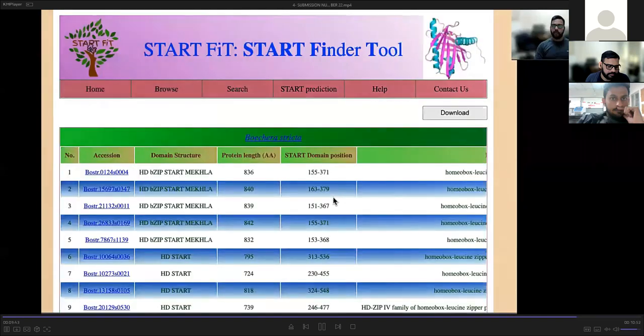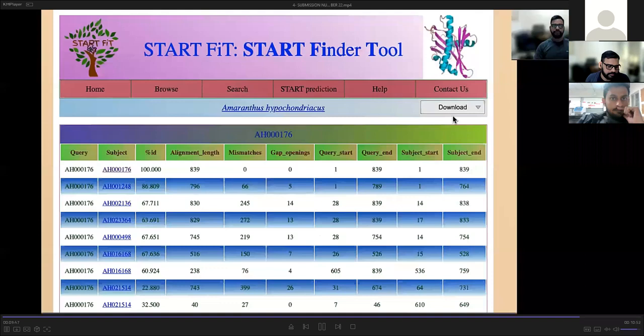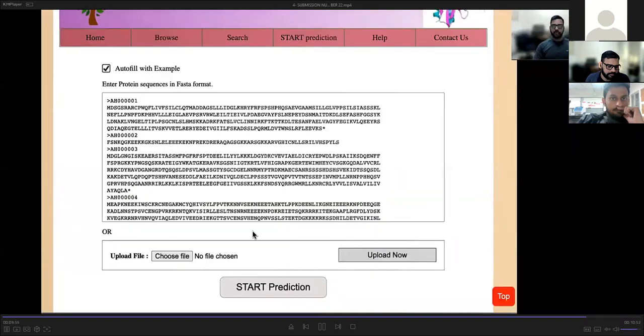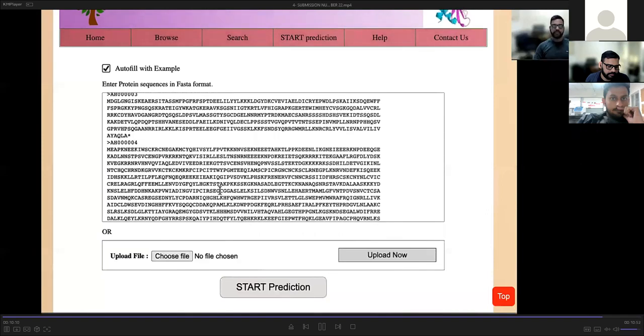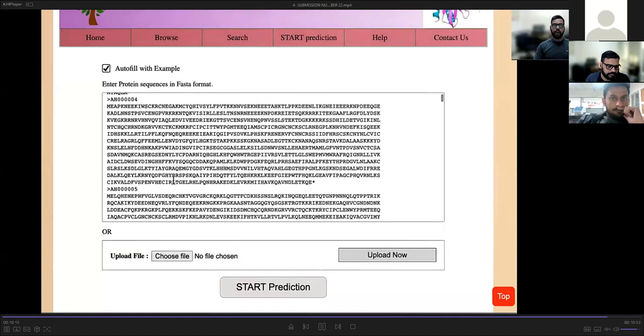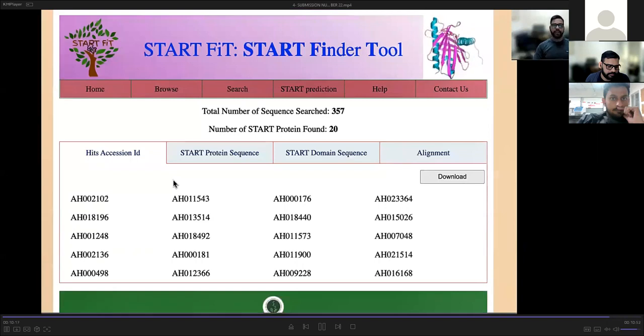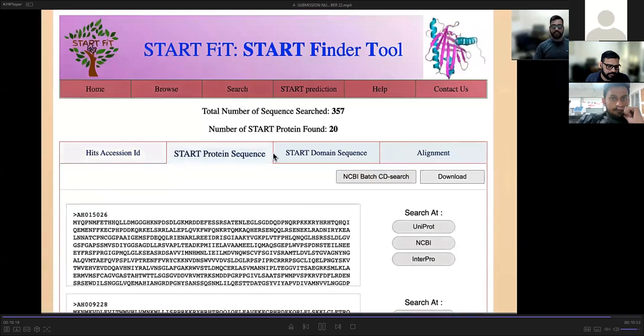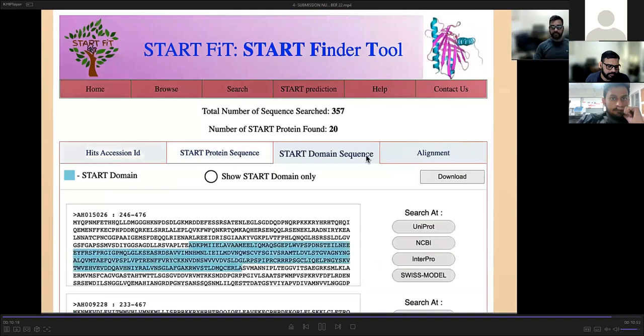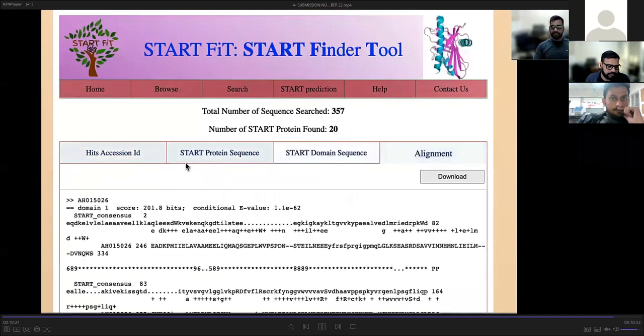Further, the START prediction server enables users to predict START domains among their sequence of interest. The same HMM profile which was used to construct the pipeline for identification of START domains across 62 plants has been embedded into the prediction server to predict the START domain for a user-specified sequence. The outcome of a START prediction is in the form of a list of accession ID, protein sequence, domain sequence, and alignment. The user can view or download all the data and results.